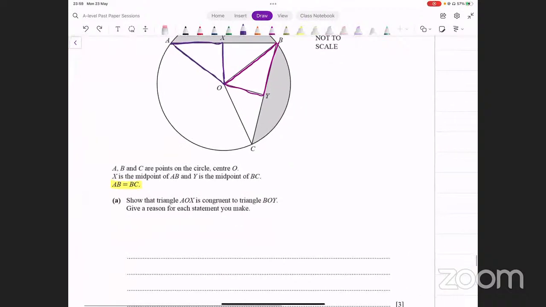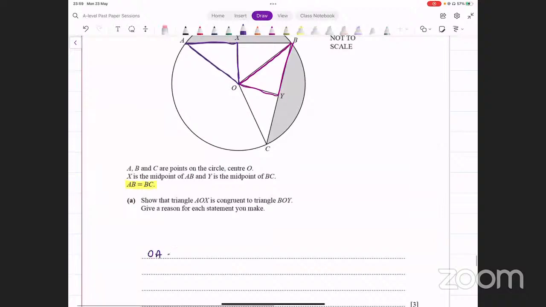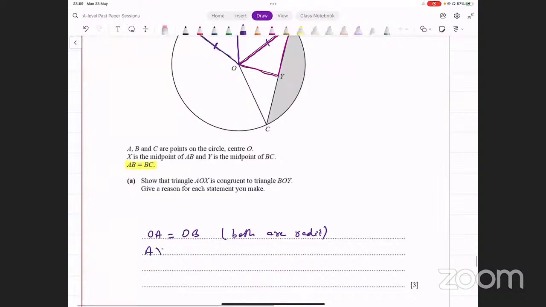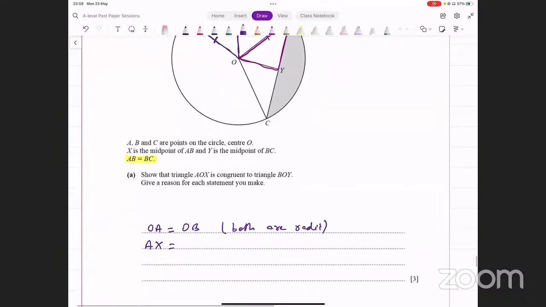We can say OA is equal to OB. So basically both are radii, दोनों radius है. ठीक है? That's the first thing that we can do. Then, so we know this is equal now. और क्या कर सकते हैं? और हम ये कर सकते हैं, we know कि X and Y are the midpoints. What that means is AX or BY, they have to be equal. Why? Because यहाँ पे लिख लेते हैं AX should be equal to BY.